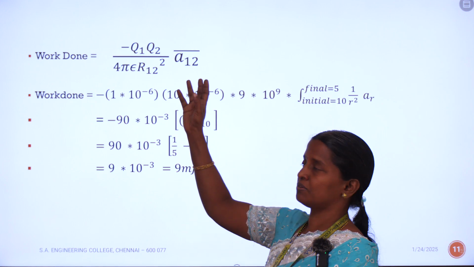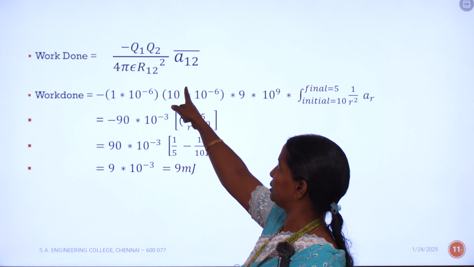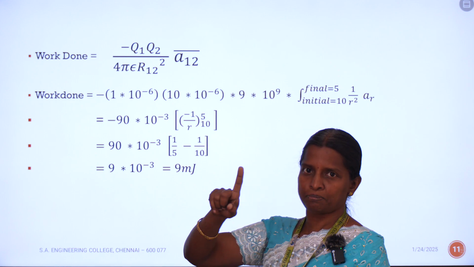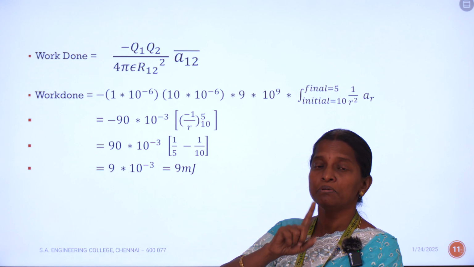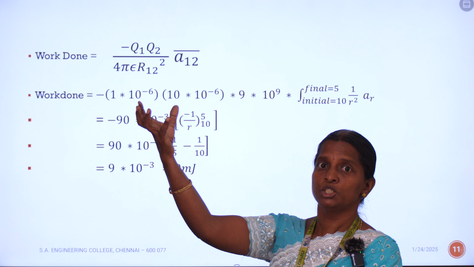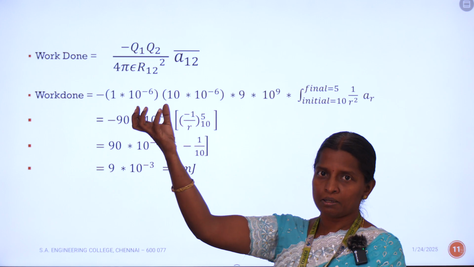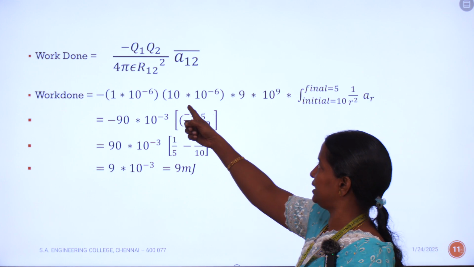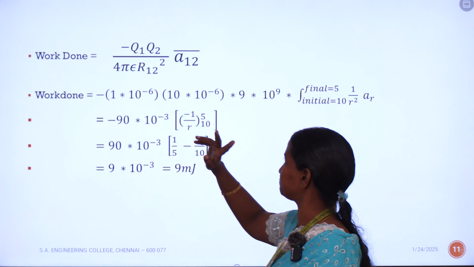Remaining things are same as our Coulomb's law. Q1 divided by 4 pi epsilon naught r square into A12 is our Coulomb's law. Just I am putting the minus. Why are we doing the minus? I have to do some work to bring the charge from 0, 10, 0 to 5, 0, 0. So I am putting the minus sign here. Some work has to be done.